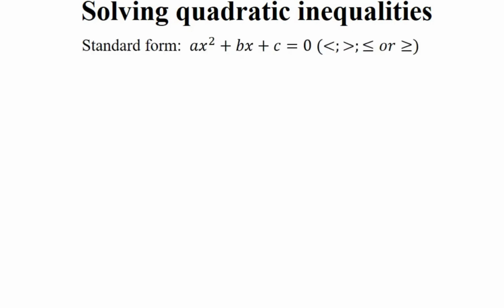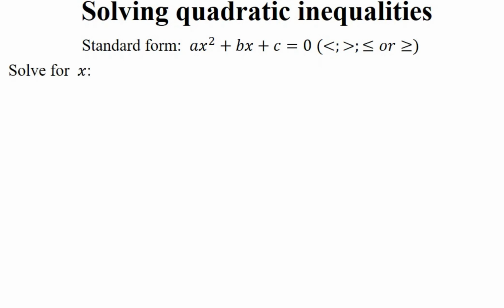Remember the standard form of a quadratic equation, which is ax squared plus bx plus c is equal to 0. Now we are dealing with quadratic inequalities. Instead of an equal sign, you will see either less than, greater than, less than or equal to, or greater than or equal to. Those are the signs that you will see when dealing with quadratic inequalities. Let's look at an example on how to deal with quadratic inequalities.